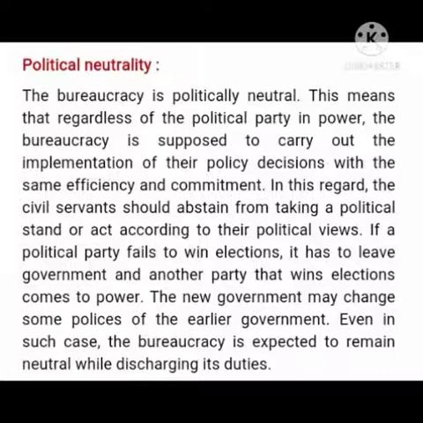Government may change after every election if they fail to win the elections, but the bureaucracy remains neutral. Therefore, bureaucracy is supposed to carry out the implementation of their policy decisions with the same effectiveness, dedication, and loyalty while performing its duties.